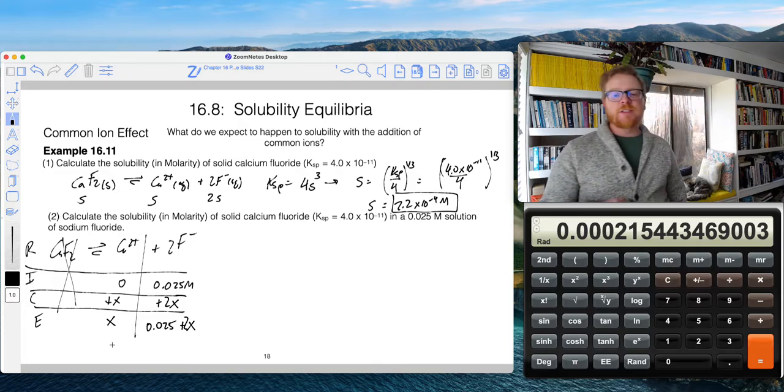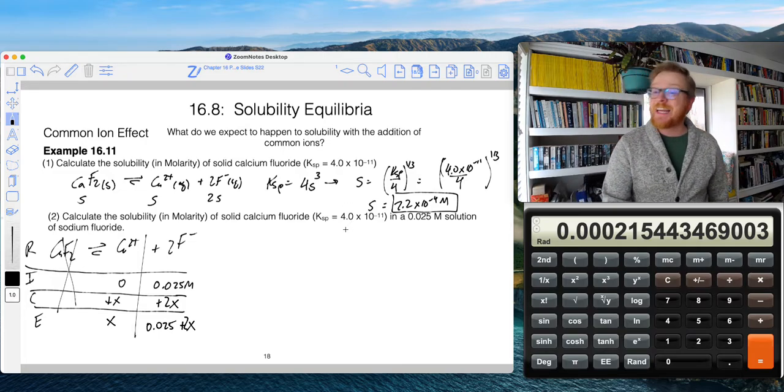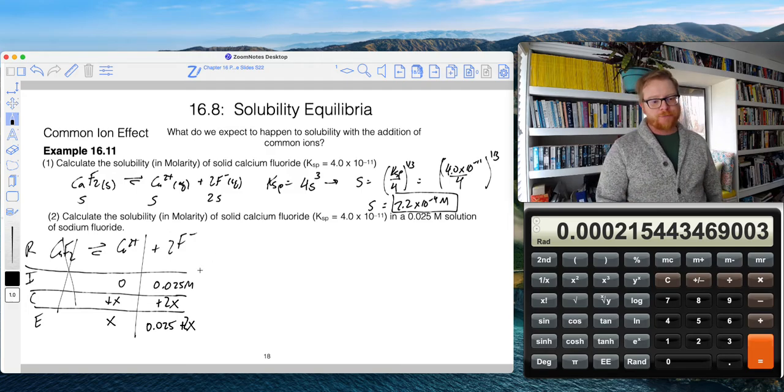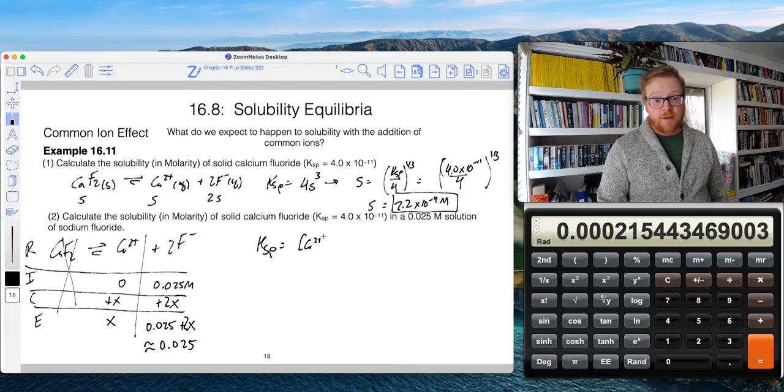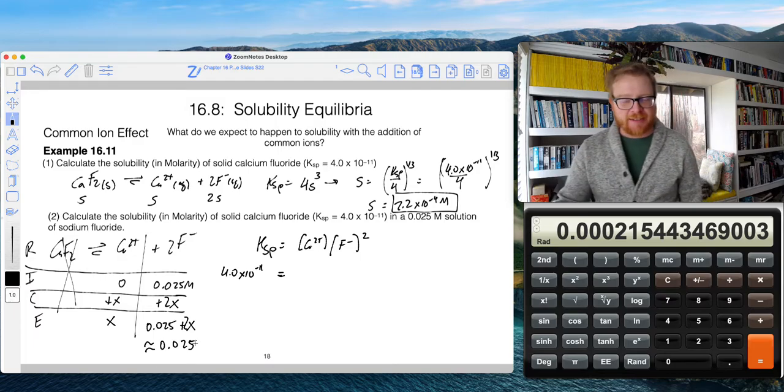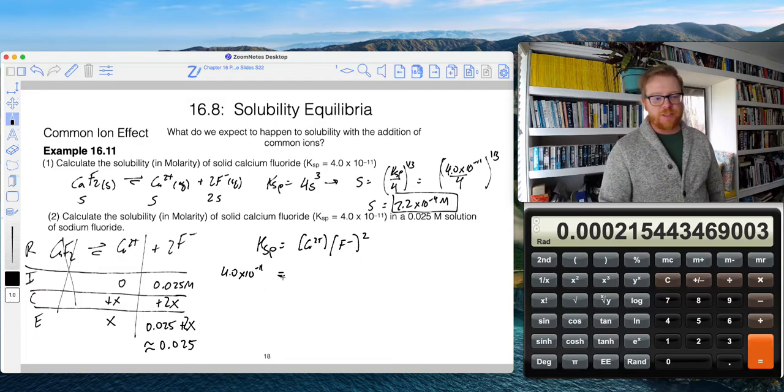And now because my KSP value is really tiny, we're going to assume the value of x is small. So we're going to assume that this is basically equal to 0.025. And now when I go to do that, so remember this is going to be KSP equals calcium 2 plus times F minus all squared. And so now that's just going to simply be 4.0 times 10 to the minus 11. I know I was using S and over here I was using X. It means the same thing. Apologies for the confusion. And so I could write this as X.